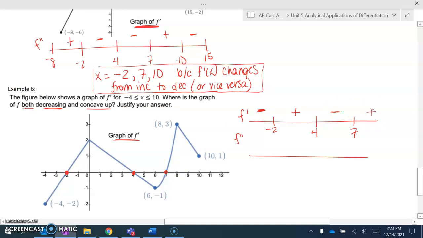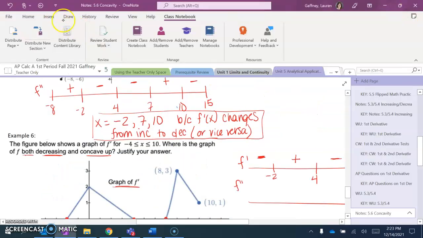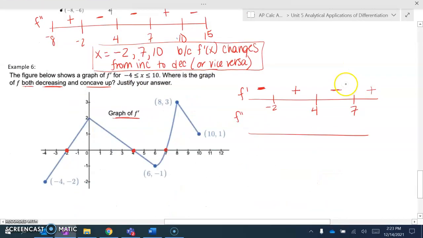Now for f double prime, I'm going to change colors here. Do this all in blue. For f double prime, we're looking at the slopes of this. So here we have positive slopes. So up until 0, I have positive slopes, so f double prime would be positive. Then I have negative slope all the way to 6, so f double prime will be negative. And then I have positive slopes to 8. And then I have negative slopes to 10. I should have lined these up a little bit better, but it's fine.